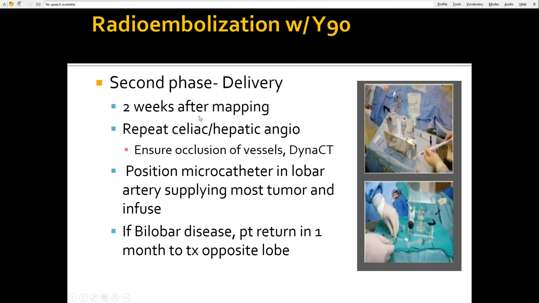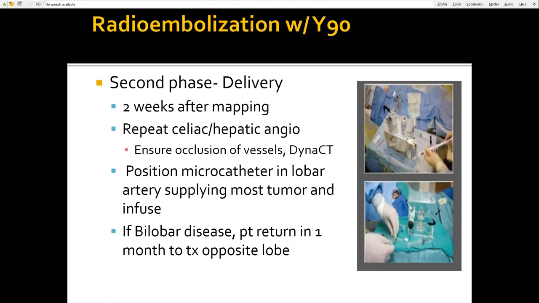So these are all things that you guys will learn about, or whoever's going into interventional radiology. So the second phase of delivery, after you do your mapping, the technologist and the radiation people in the hospital will come in, and you'll set up these boxes here that have the dose inside, and you basically inject the particles very slowly once you get your microcatheter in position. You can even use a Geiger counter over the patient to make sure that you got the treatment into the area of the liver that you wanted to.